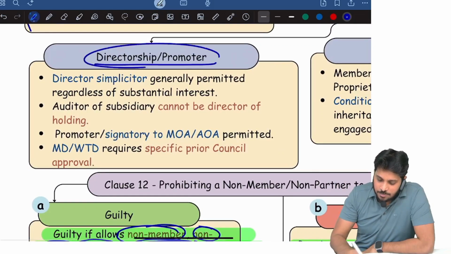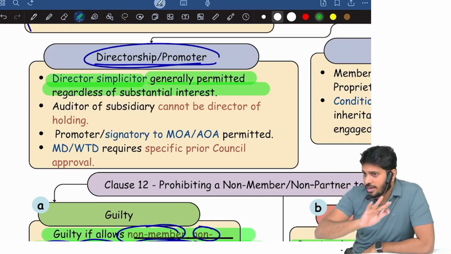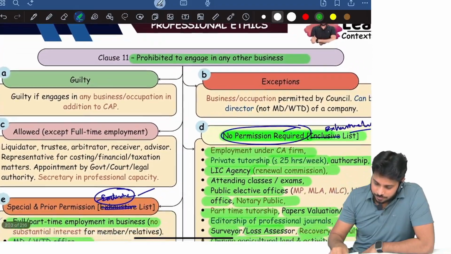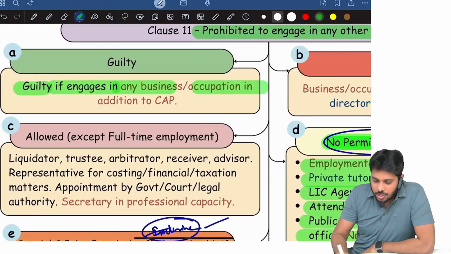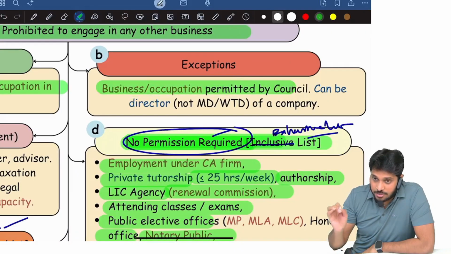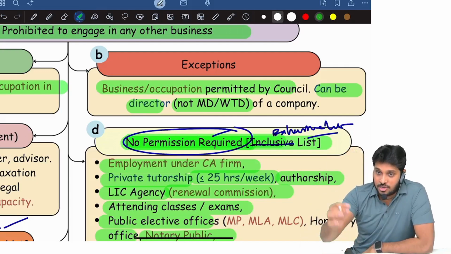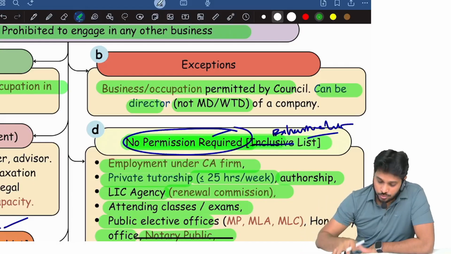Can I be a director or promoter in a company? Can I be a director simpliciter? Yes, it is directly permitted. You don't have to obtain any special permission. See, the actual original clause itself is like that. A CA in practice is guilty if he engages in any business or occupation in addition to chartered accountancy in practice. Exception: you can enter into any business or occupation permitted by the council, or you can be a director other than a managing director or whole-time director. You can be a director. The clause itself permits you to be a director simpliciter, nothing but a non-executive director. You can be a non-executive director, independent director in a company. That's not an issue.